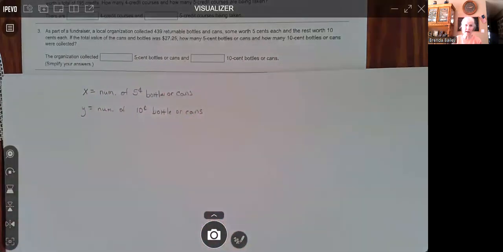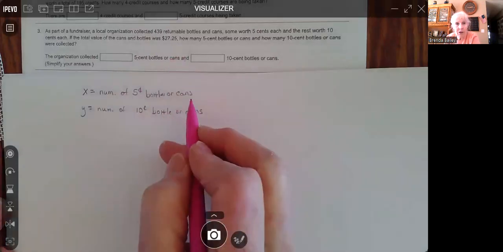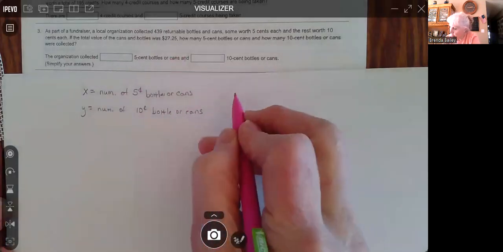All right, let's go ahead and see what we can do as far as two equations, because we have two unknowns, so we'll need two equations. As part of a fundraiser, a local organization collected 439 returnable bottles and cans. What that means is that they gave us a total. I'm just going to write it over here.